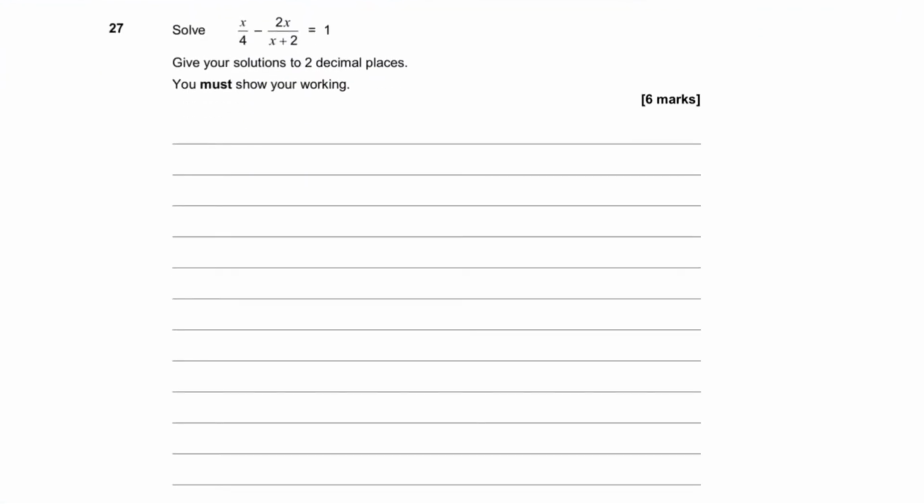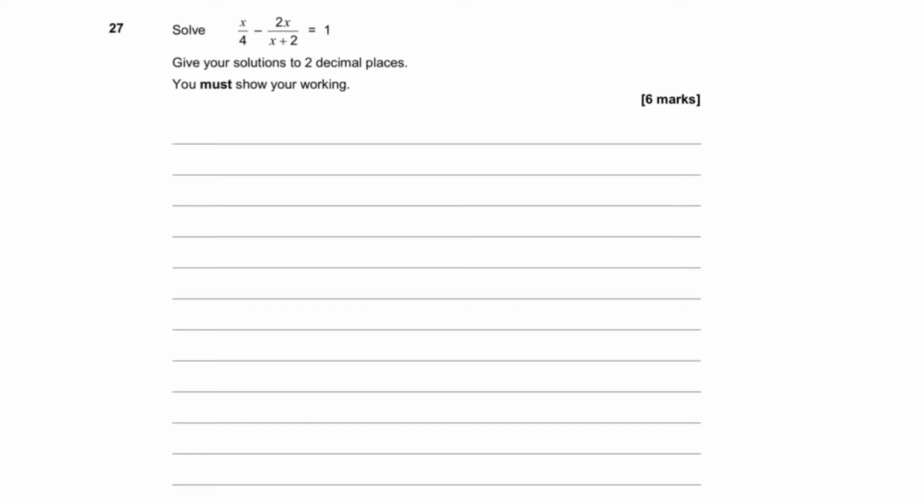So our first question says solve x divided by 4 minus 2x divided by x plus 2 equals 1. Give your solutions to two decimal places. Because the question has asked for our answer to two decimal places, this is the clue that we're going to be using the quadratic formula, as it obviously doesn't factorise nicely. But our first step is to get this looking like a usual quadratic equation.